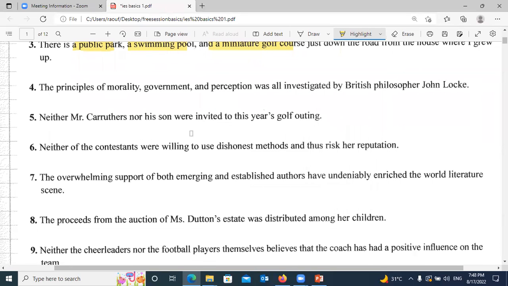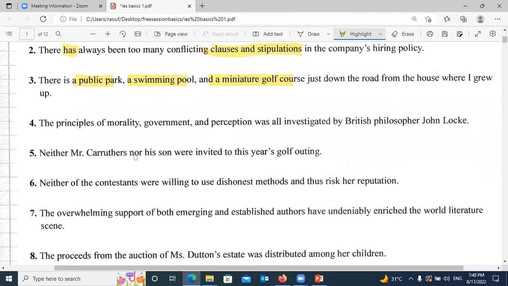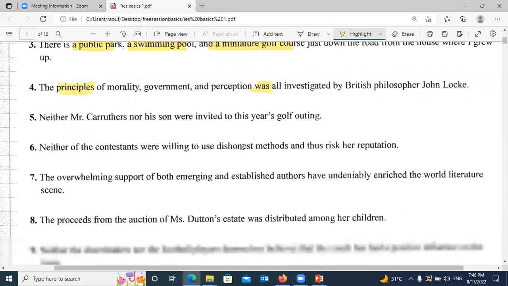For number 4, guys, The principles of morality, government, and perception was all investigated by British philosopher John Locke. Where? It's going to be were. Because instead of was, it's going to be were here. Yes, the word principles is my subject, so the verb should be were, not was.